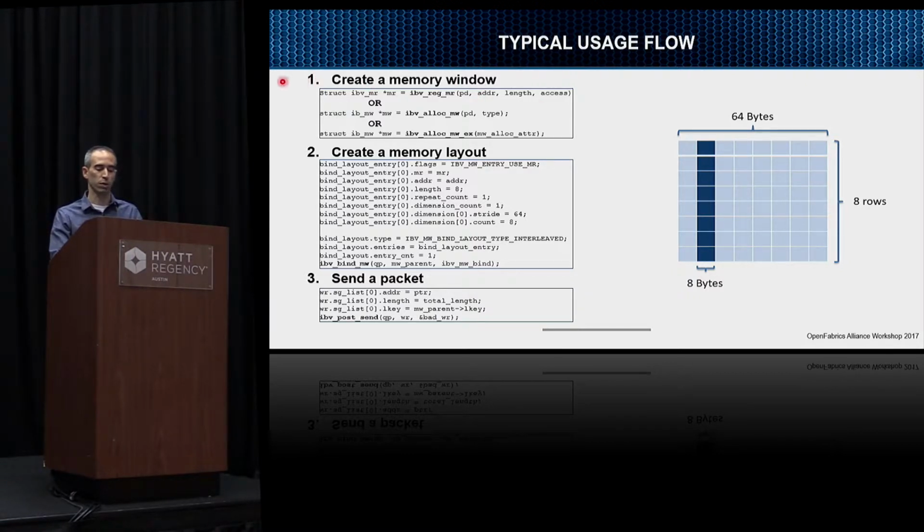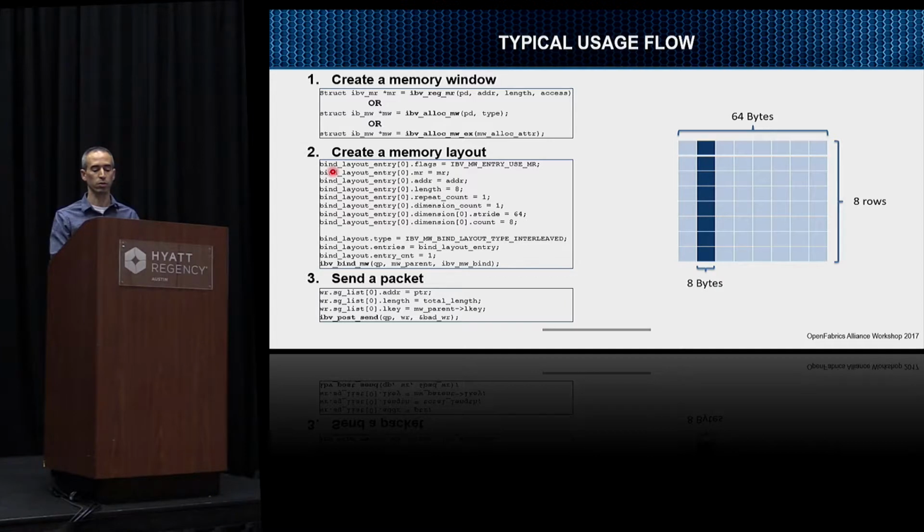So what would be the typical use case? First, simple, we create the memory window. The memory window is the one that describes the whole matrix. It can be just a usual MR by using the good old ibv_reg_mr. It can be by allocating a memory window, the legacy memory window, and it can be by using the memory window EX. Once we have the memory window, we use it now to register the column.